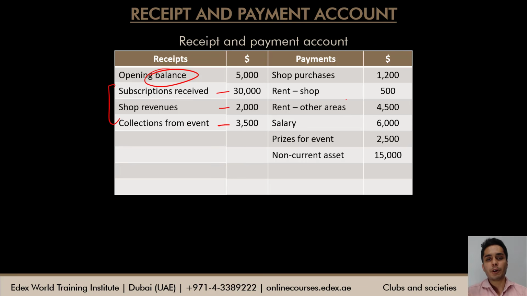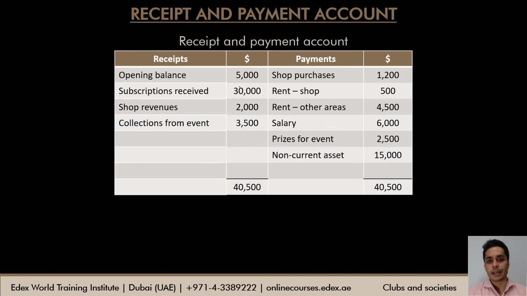Now, payments in a club could be for purchases made for the trading activity or any other operating expenses that are incurred for the day-to-day functioning of the club or the society, like rent, salary, insurance, and so on. Apart from that, payments could also be made for specific event expenses, and for buying new non-current assets. Once all of this is recorded, at the end we can calculate a closing balance in the receipt and payment account.